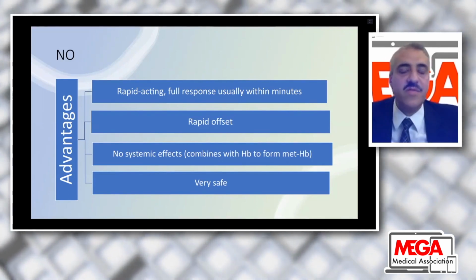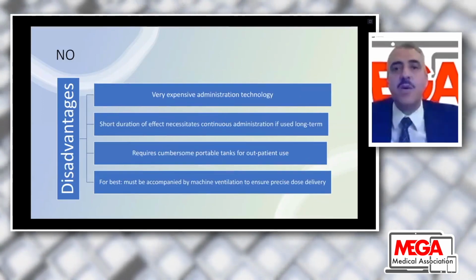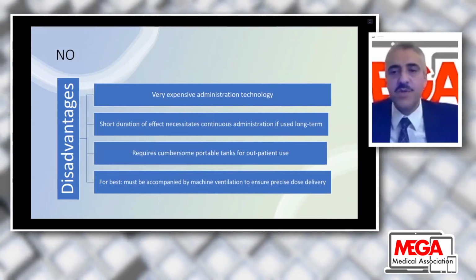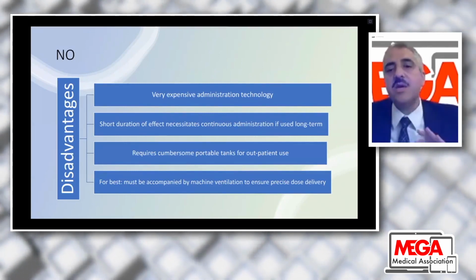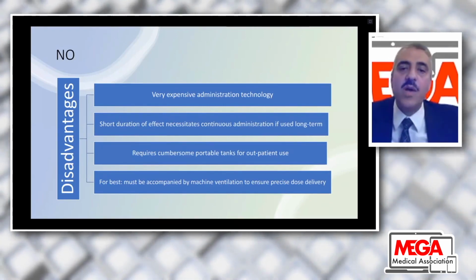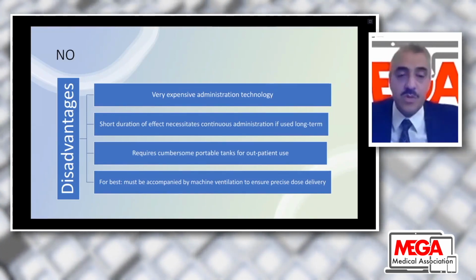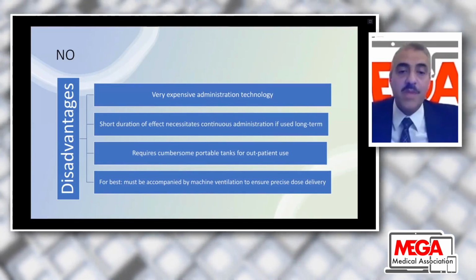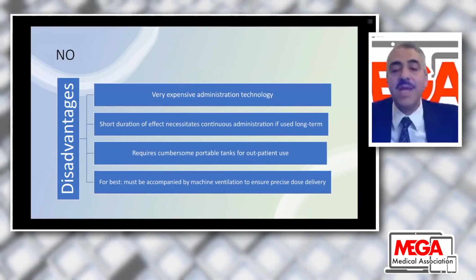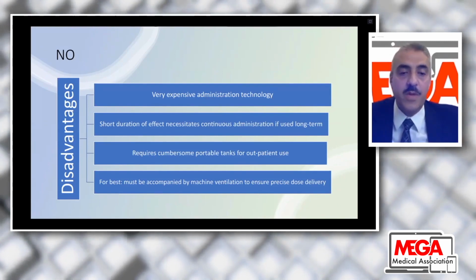The disadvantage of nitric oxide is that it is a very expensive technology to administer to the patient. It has a short duration, and some patients who need long-term treatment necessitate continuous administration of nitric oxide. Nitric oxide requires cumbersome portable tanks, which is not suitable for outpatient use. For the best management, it should be accompanied with mechanical ventilation of the patient to ensure precise dose delivery.